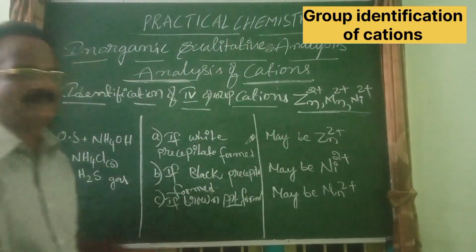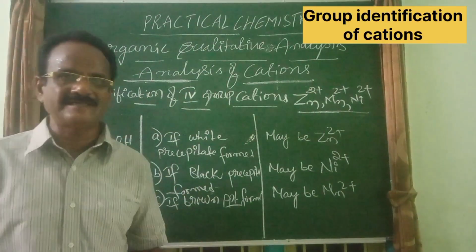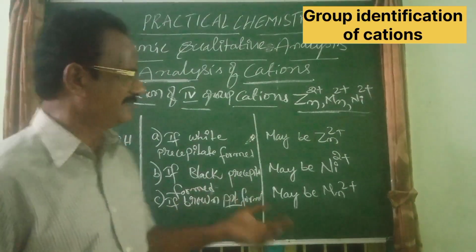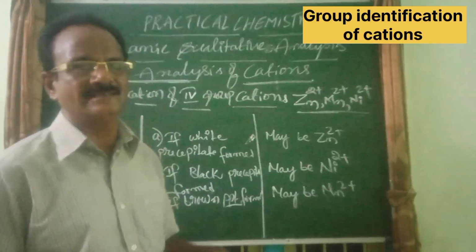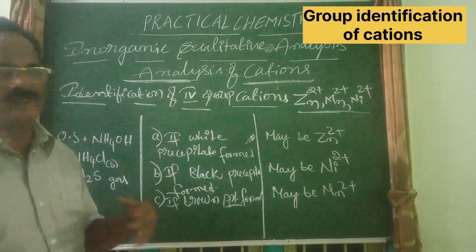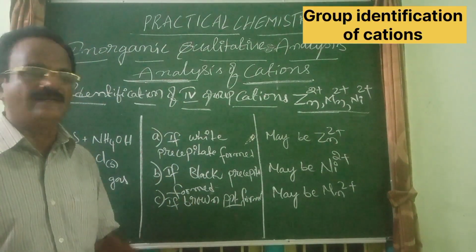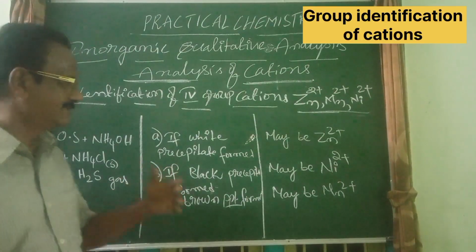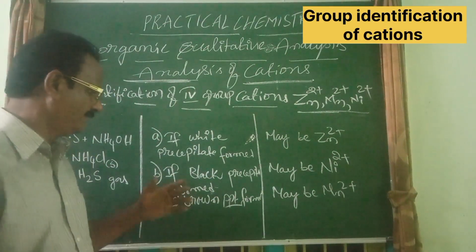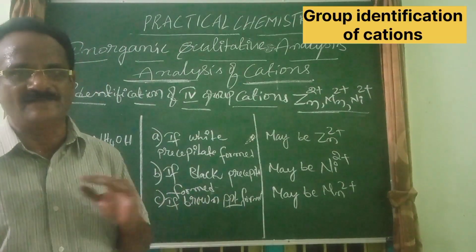Mn2+. If you do this test perfectly, you need not confirm the presence of zinc, nickel and manganese, because in a crystal clear manner you can get the precipitates. Okay, if white precipitate is there, zinc sulfide. If black precipitate is there, nickel sulfide. If brown precipitate is there, manganese sulfide.